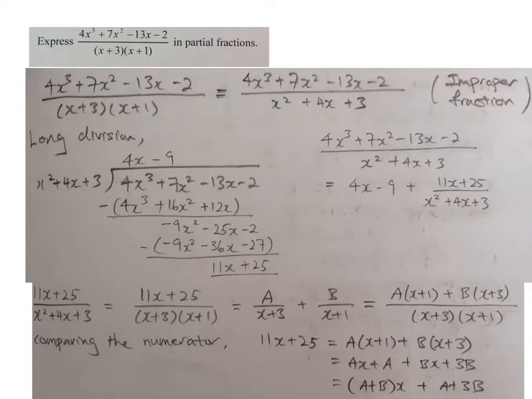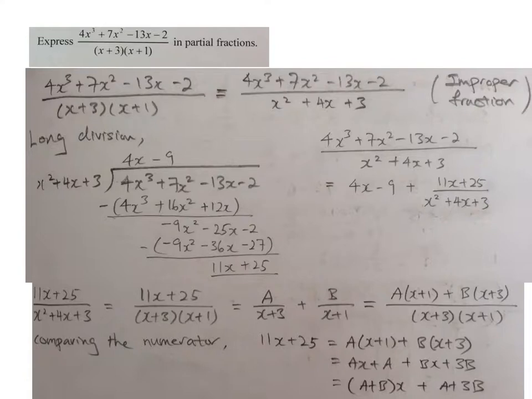For this question, we are asked to express this particular fraction in partial fractions. The first thing you have to do is to, of course, rewrite the question down. Then please observe that the denominator is in the factorized form. First, we always have to expand it out. Why do we have to do this? It is to check whether it is a proper or improper fraction.